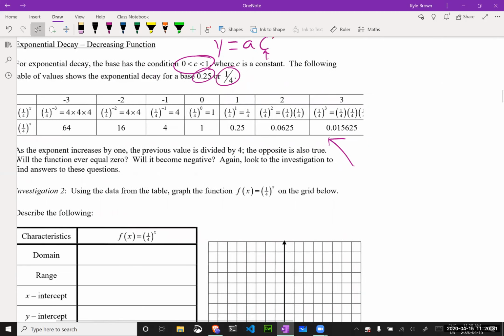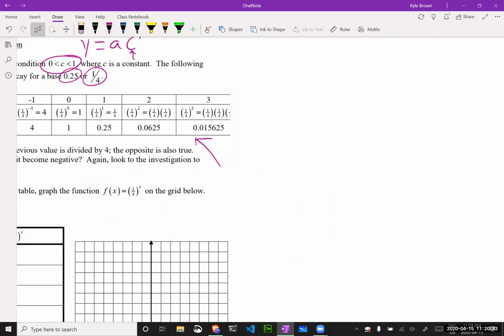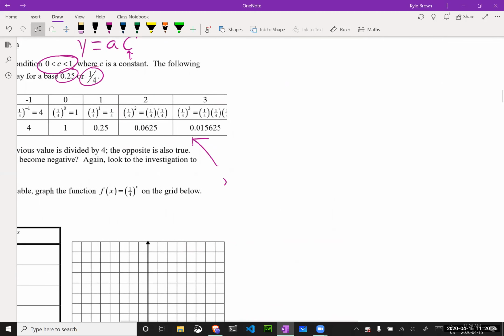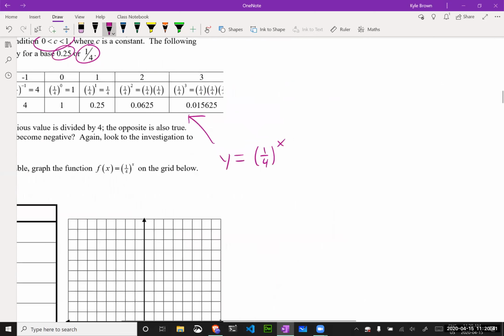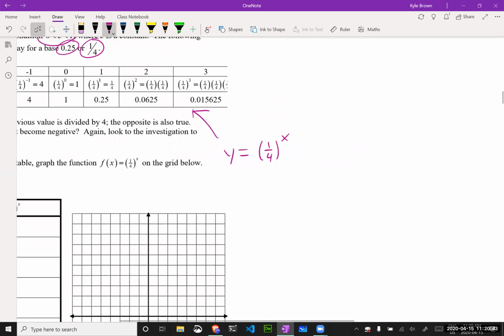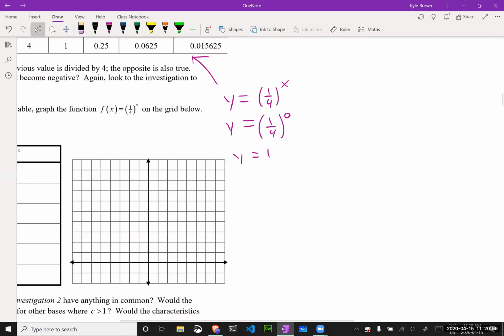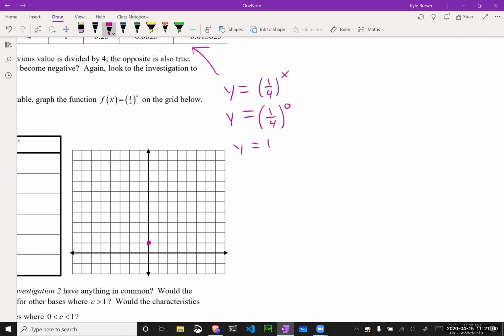So let's say we had y is equal to 1 over 4 to the power of x. Let's throw some numbers in there. Let's say y is equal to 1 over 4 to the power of 0. Maybe I should have said this in the last one too: anything to the power of 0 is just 1. So at this point we are still going to cross through 1, right?